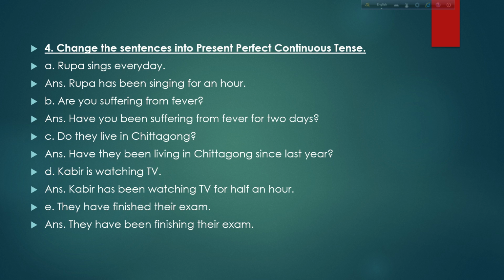Last one, change the sentences into present perfect continuous tense. Rupa sings every day. Rupa has been singing for an hour. Are you suffering from fever? Have you been suffering from fever for 2 days? Do they live in Chittagong? Have they been living in Chittagong since last year? Kabir is watching TV. Kabir has been watching TV for half an hour. They have finished their exam. They have been finishing their exam.